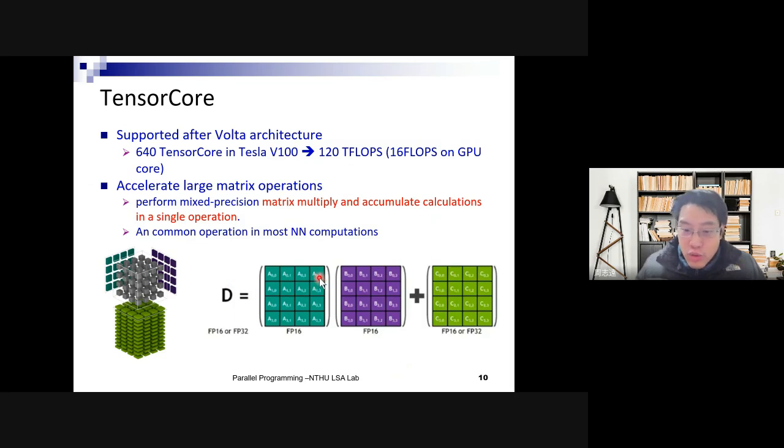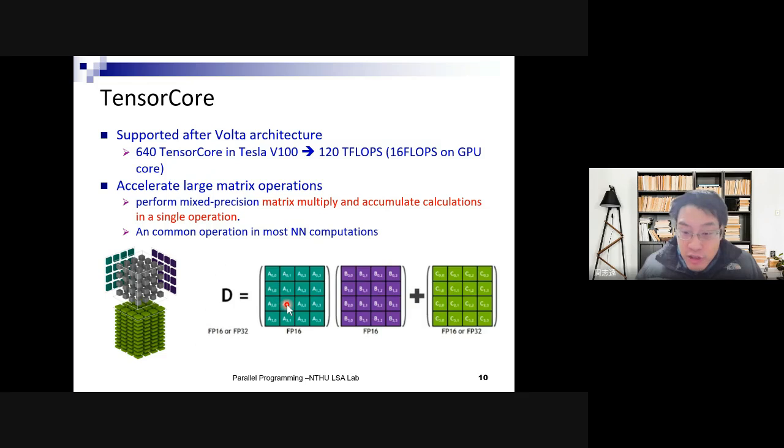D equals matrix A multiplied by matrix B, and add matrix C. Okay, and you can see this is just a specific computation. So we can use some hardware logic to create a chip to just perform this computation with one instruction.